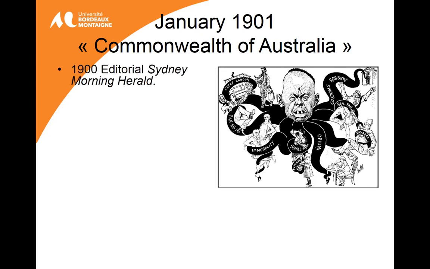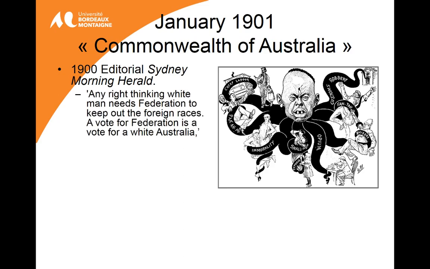So just to give you here an idea of the reasons why they created this Commonwealth of Australia, this new country. Okay, so this is an editorial from the Sydney Morning Herald, which is one of the main Australian newspapers. Any right-thinking white man needs federation to keep out the foreign races. A vote for federation is a vote for white Australia.